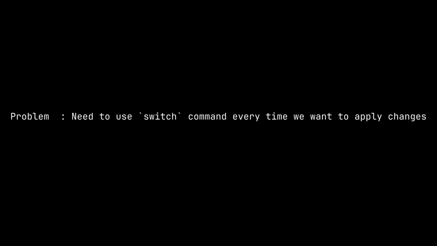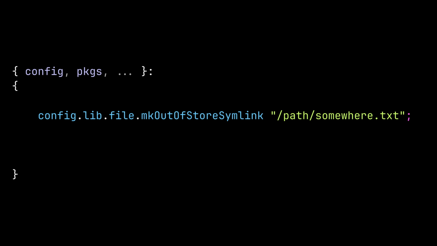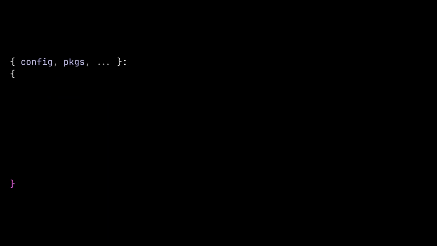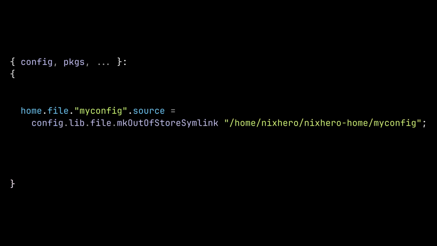The first downside is that you need to run the switch command every time you change your configuration. The solution to this is to use the function mkOutOfStoreSymlink. This function will create a symlink that targets a path you passed as an argument. Then you can use it on the source option of home.file like this to place the symlink in your home directory. For example, you can create a symlink in your home directory that targets a file on your local repository. This way you can just modify the file on your local repository and a program can read the modified file without running the switch command.